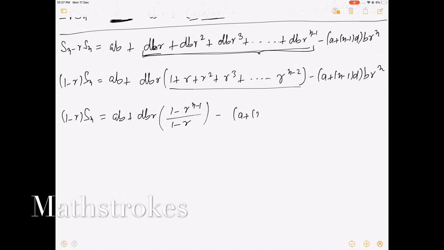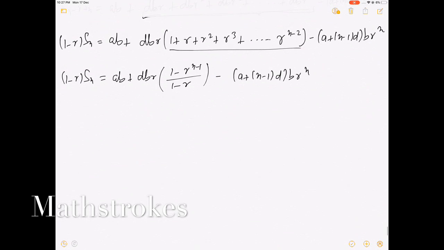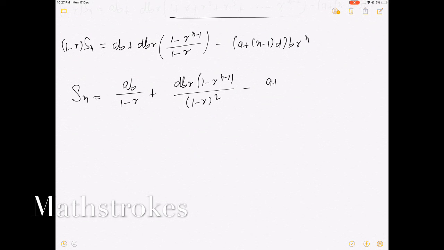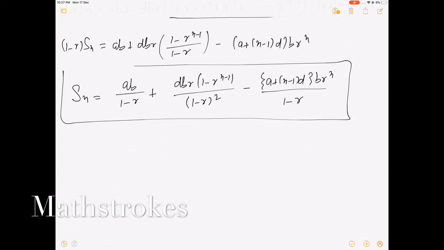Minus a plus n minus 1 d br to the power n. So Sn becomes ab upon 1 minus r plus dbr times 1 minus r to the power n minus 1 upon 1 minus r whole squared, minus a plus n minus 1 d br to the power n upon 1 minus r. So this is the formula for the sum of an AGP.